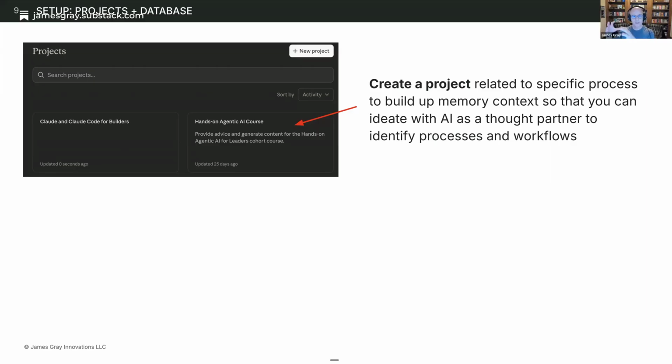And I create a project because why? I want to build up all the memory. I want to build up all the context so that I can start having a conversation, in my case, Claude, around the work that I do as an instructor, right? And so what that allows me to do is when I talk to it, it has context of what I do, and I'm in a position to start working with it as a thought partner.